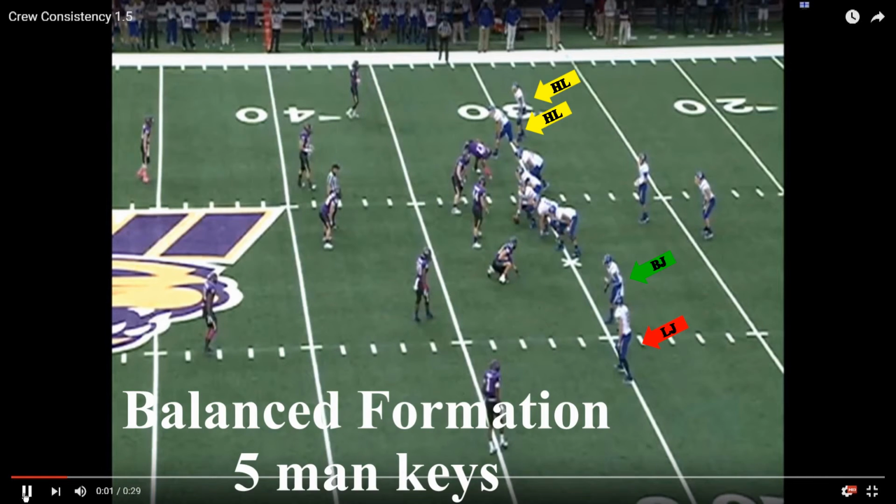Let's take a look at the keys in a five-man mechanic. Again, the head linesman's keys are indicated by the yellow arrows. The line judge's key is indicated by the red arrow, and the back judge's key is indicated by the green arrow. We already know the back will be running his route toward the line judge, and therefore the line judge must pick him up as well.